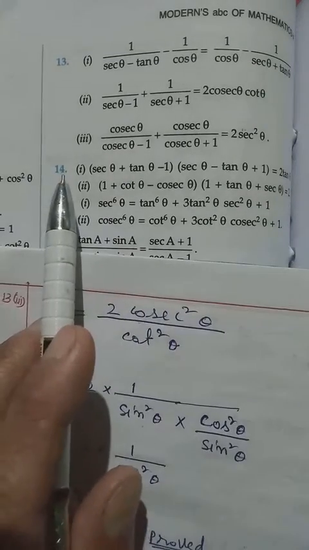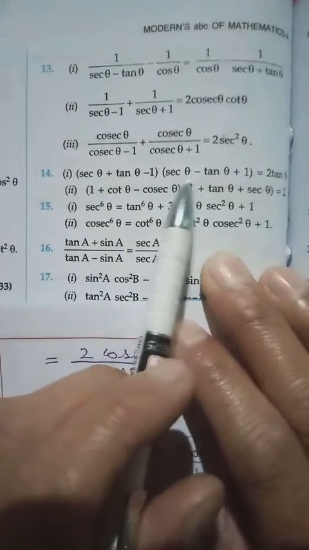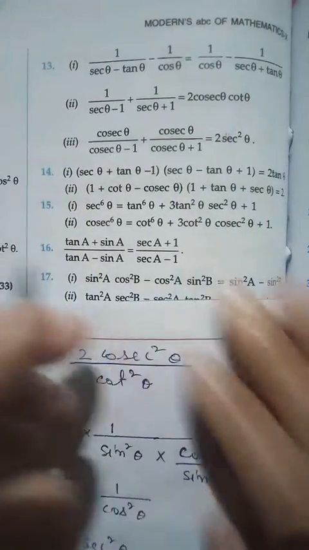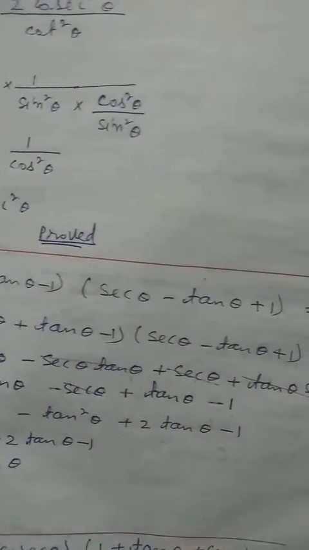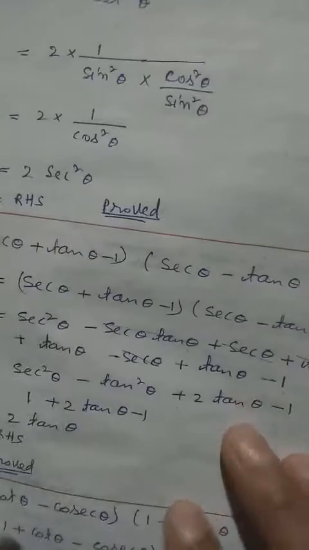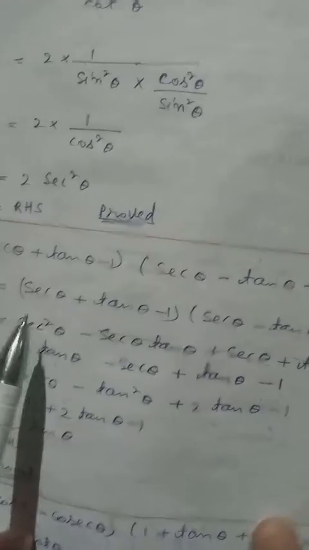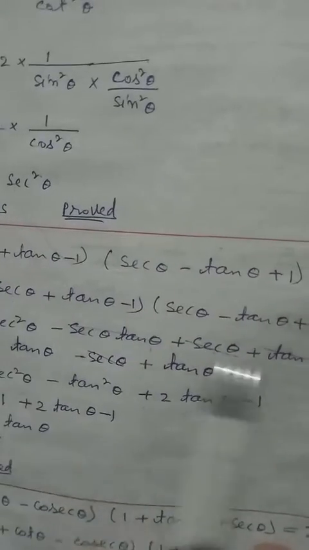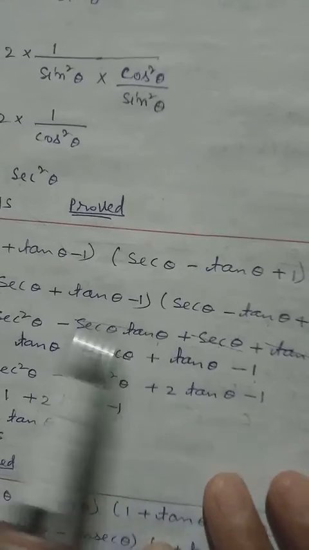Let us take question 14, part 1. We have sec theta plus tan theta minus 1, times sec theta minus tan theta plus 1. We have to show that it is equal to 2 tan theta. We have two separate brackets, so what to do? Let's multiply them. Sec theta into sec theta, we have sec square theta. Sec theta into minus tan theta, both are different, we have to write them both.